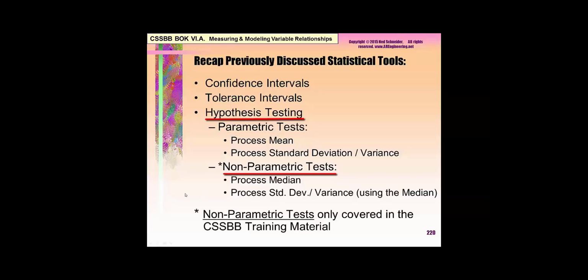For the students taking the Six Sigma Black Belt refresher course, we also discussed non-parametric tests, and these are tests we use when the data don't come from a normal distribution. That is an assumption for the parametric tests to be valid, that the data do come from a normal distribution. And when the data don't come from a normal distribution, we have alternative hypothesis tests called non-parametric tests. And in that case, we use the process median instead of the process mean that we used in the parametric tests. And we have alternatives for the 1 sample means test.